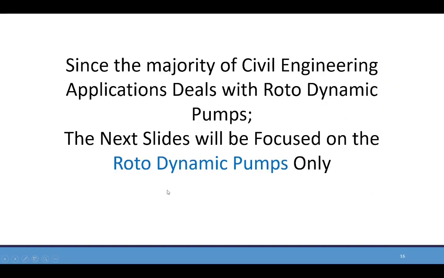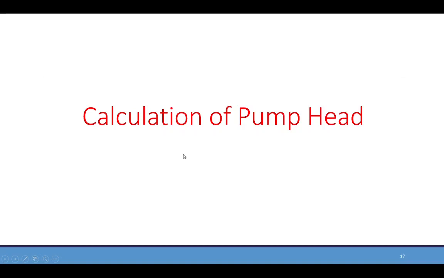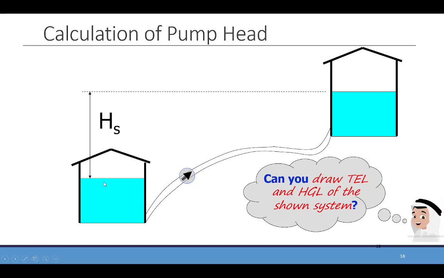The majority of the applications for civil engineers are the rotodynamic pumps, so we are going to focus on these rotodynamic pumps. So let us now talk about the calculation of the pump head. Imagine that we have these two tanks: this is a suction tank, this is a delivery tank, this is a transmission line, and this is the pump. The vertical distance between the suction tank and the delivery tank is called the static head. So how can I calculate the required head of the pump in order to transmit the water from the lower tank level to the higher tank level?